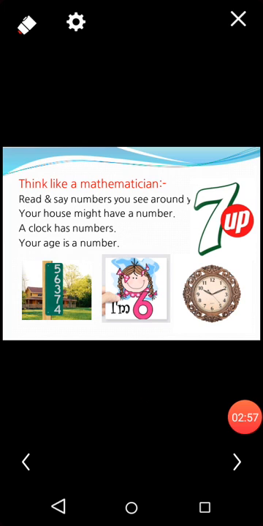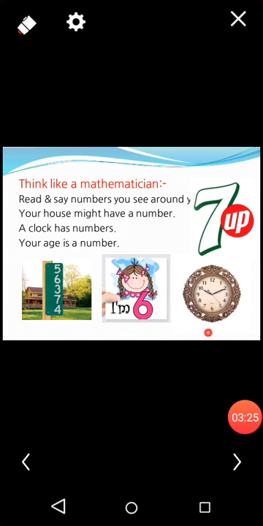Now read and say numbers you see around you. Your house might have a number: 4, 7, 3, 6, 5. And when you count from top to bottom, 5, 6, 3, 7, 4. Your age is a number. I am 6. 6 years old.